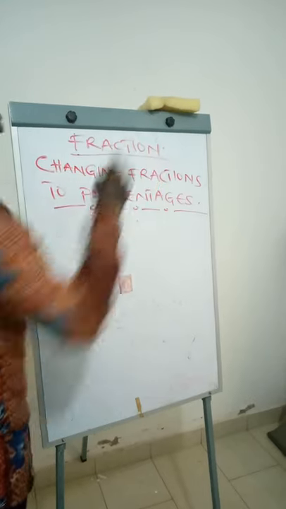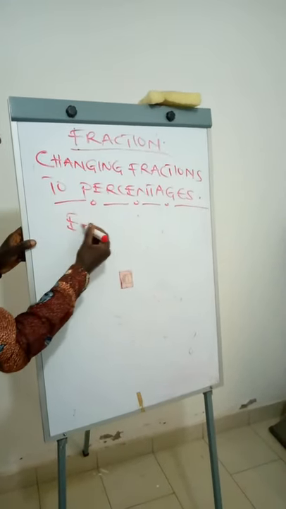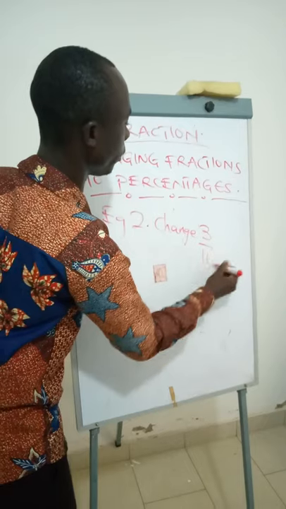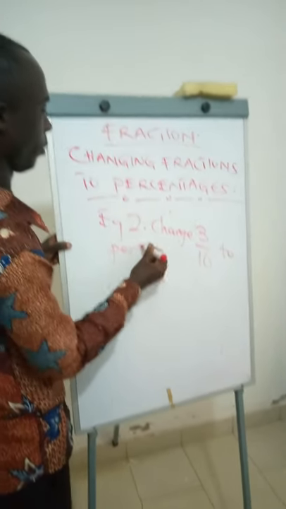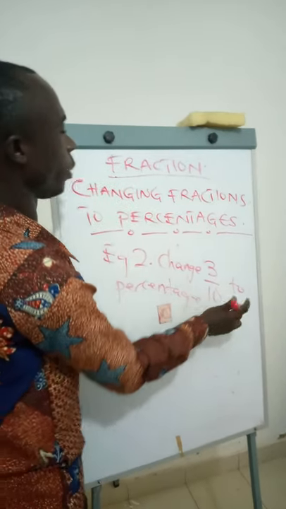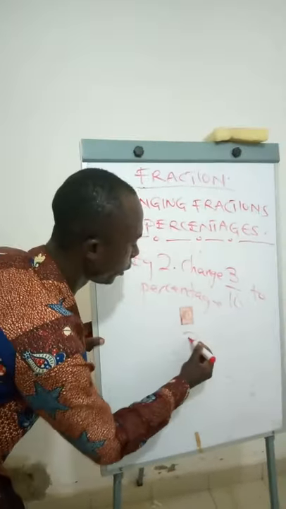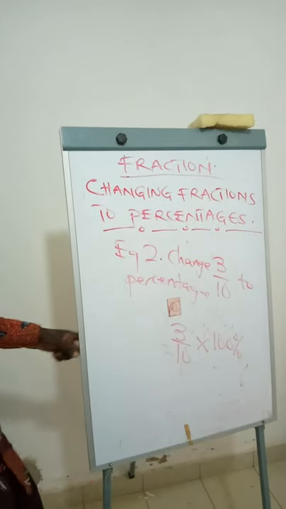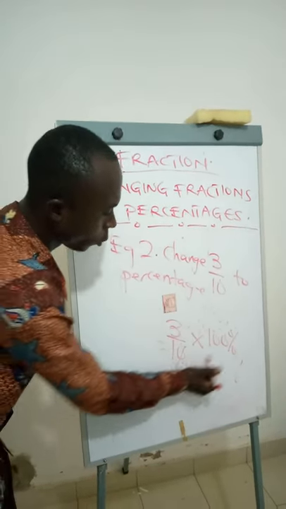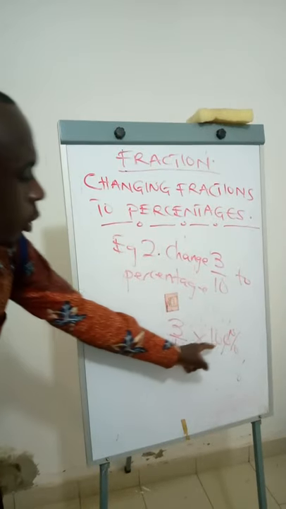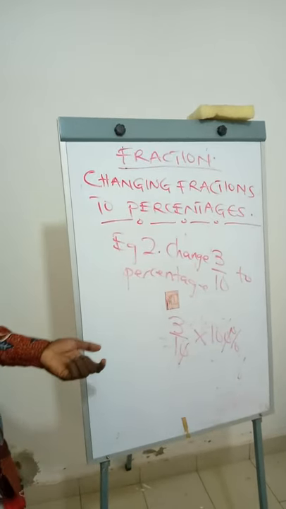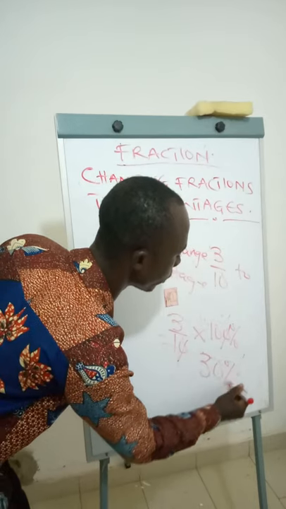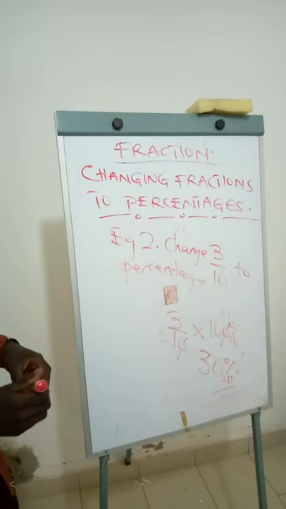Example 2, and we move on to the last example. Example 2, change 3/10 to percentage. And to change this one to percentage, you multiply the fraction given by 100%. So the simplest way, you use this 0 to cancel this 0, or 10 goes into 100 how many times? 10 times, you are still arriving at the same answer. So 10 times 3, we are getting 30%. That's our final answer.